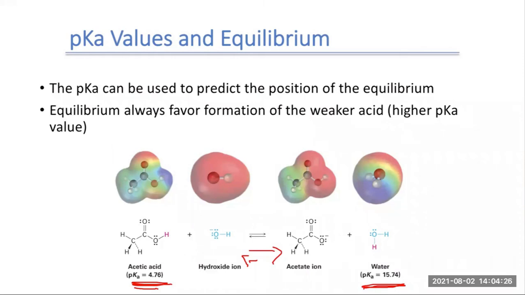This gives you a brief review of Bronsted-Lowry acidity and pKa's. Remember with our pKa's, we look at the values to determine where the equilibrium lies. You always look at the pKa of the acid and of the conjugate acid. The equilibrium will always favor the formation of the weaker acid, will always favor the side with the higher pKa.